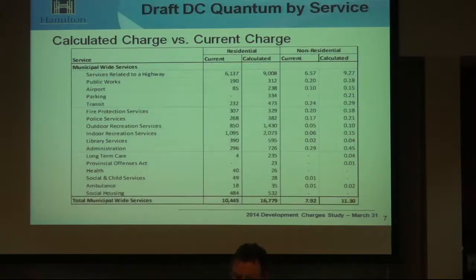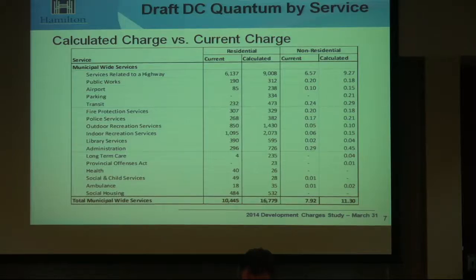Now, if we look at the individual service components for the development charges on the next slide, regarding the municipal-wide services, I'll just go through some of the significant changes here. One of the most significant changes is with regards to roads, or services related to a highway, is the category. That's increased from $6,137 to $9,000. Most of that increase is due to the most up-to-date calculations regarding the existing projects that are on the books. Tony Sergi's staff has gone through that and updated the costing and the project scope. And there are a number of new projects in there also.